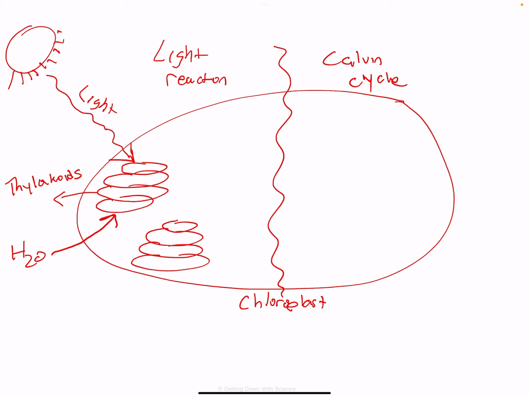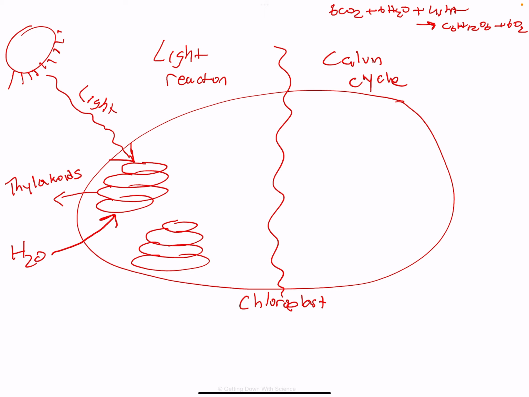Because remember, our formula: we have 6CO2 plus 6H2O plus light gives us C6H12O6 plus 6O2. All right, so we have now shown the light part getting brought into the cell. We have shown the water part being brought into the cell. Remember, carbon dioxide is not in the light reaction, so we're not showing that yet.